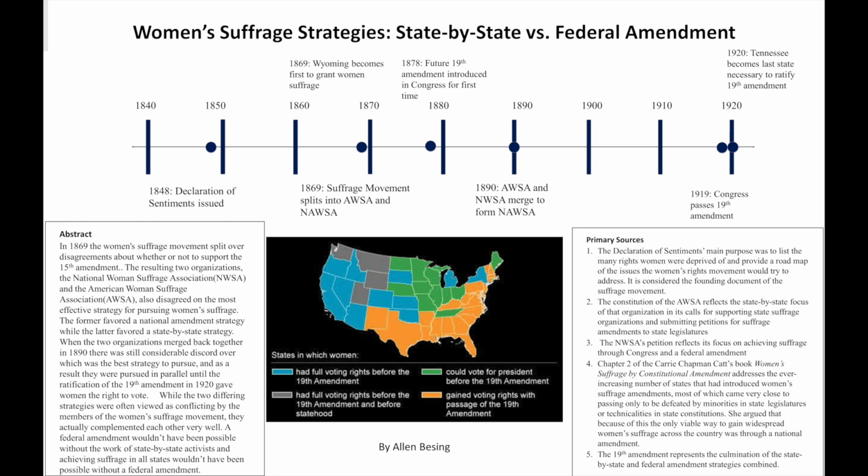And as you can see, though, the main roadblock the state-by-state campaign faced was in the South, where there was pretty much a solid block of no support for suffrage, which was essentially what drove people to understanding that a federal amendment would be needed if you were going to achieve suffrage nationwide.